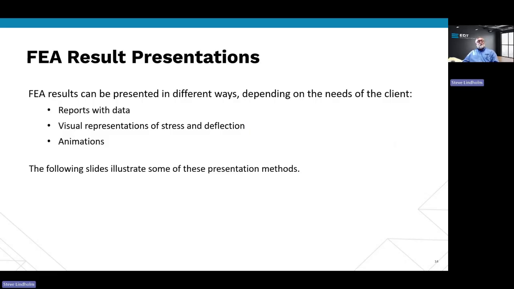So when presenting the results of FEA, we can present it in different ways, depending on the needs of the client. We could have a report with the data. Oftentimes you need a report anyway, but it would be a more formal report showing just the information that came out of the FEA program. We can show you visual representations of stress and deflection. That's basically a picture, right? And animations. Again, animations can be very, very informative to the personnel. The following slides illustrate some of these presentation methods.